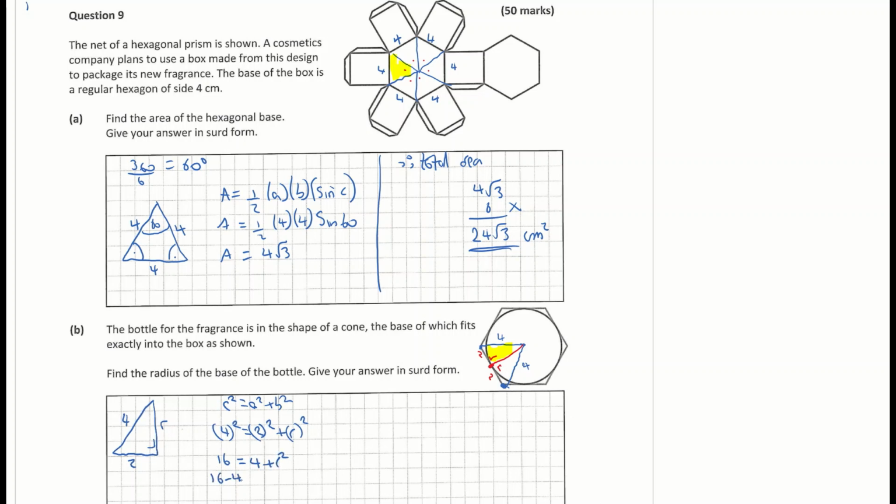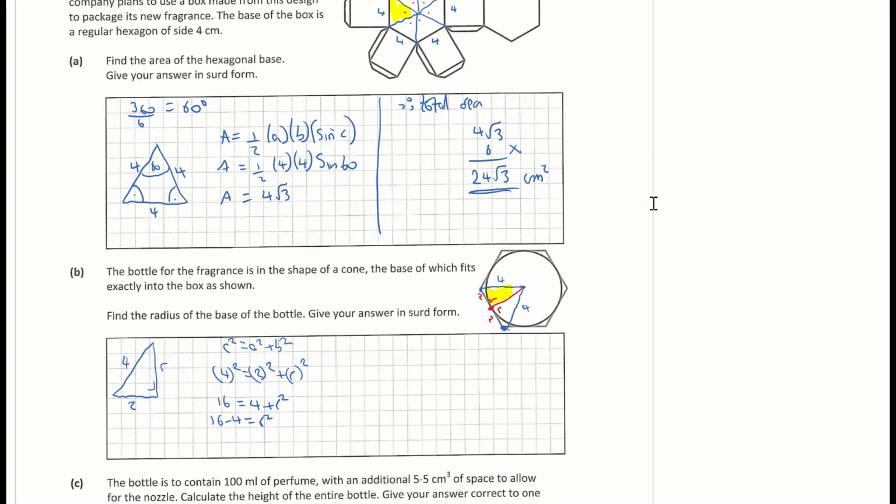Subtracting 4 from both sides will get me my radius squared. And that's giving me 12 is equal to r squared. So r is equal to the square root of 12, which is 2 root 3 centimeters. So that's the radius of the bottle that fits into the box.